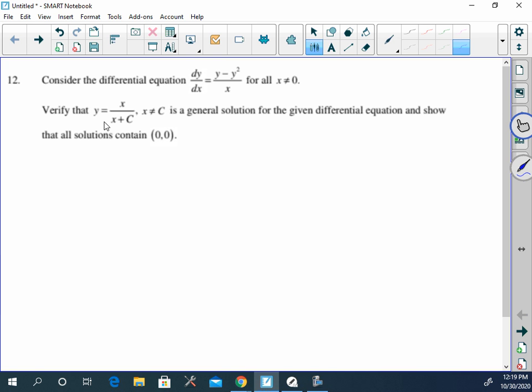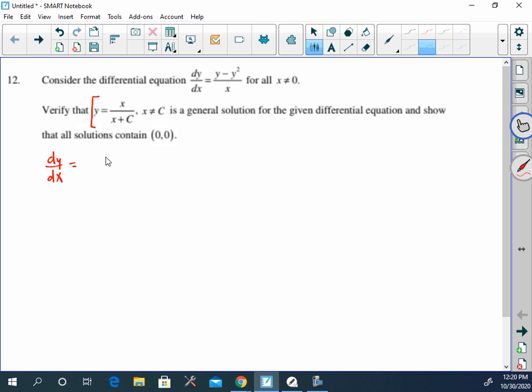If we want to verify that that's a general solution, what you want to do is plug that in and show that it works. So we're going to plug x over x plus c in where we see the y's there. And then we have to find dy dx, and then we're going to plug that into this side. So first thing I'm going to do is find dy dx, because it's something that I'll need.